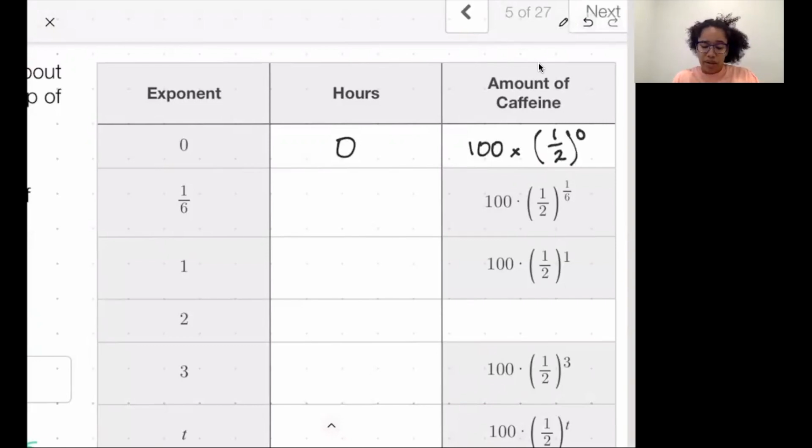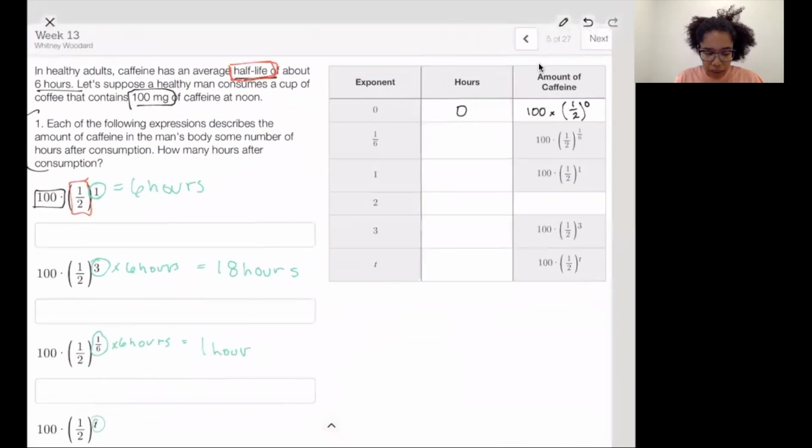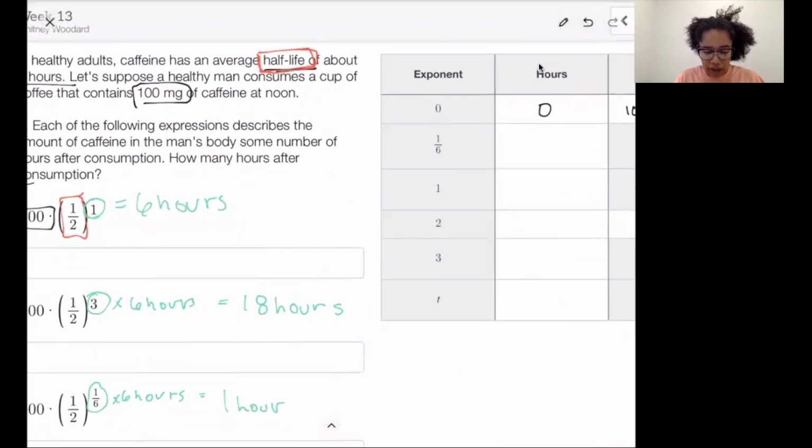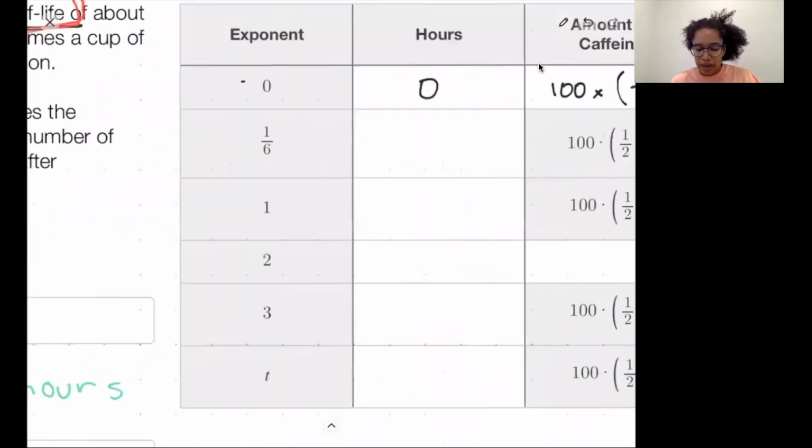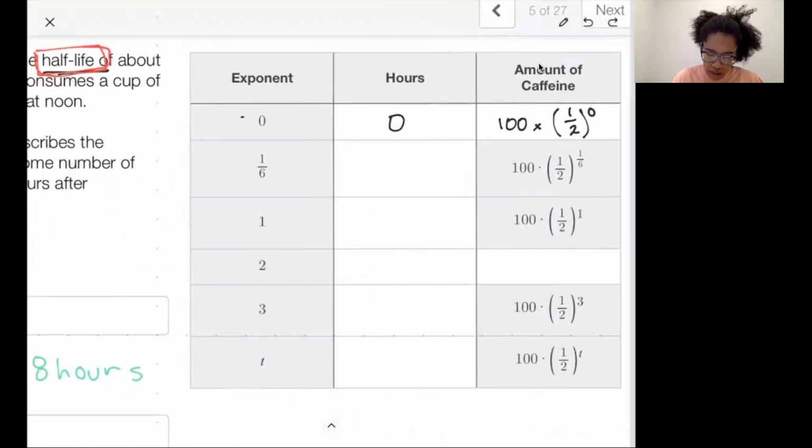And if I was to actually evaluate that, 1/2 to the power of 0 is just going to be 1. So 100 times 1 is 100, which tells us 0 hours after he drank that cup of coffee, he had 100 milligrams of caffeine. So far, this is matching up. So then our next exponent that's given to us is 1/6.